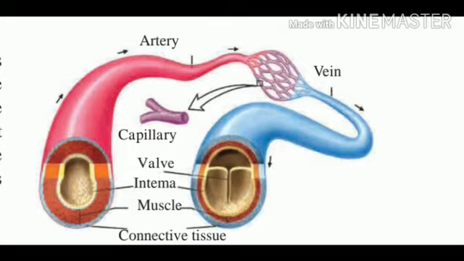Now the next type is veins. Vessels carrying the blood toward the heart from various parts of the body are called veins. All veins except the one carrying blood from the lungs transport deoxygenated blood. Most of the veins are superficially located in the body. Their walls are thin and these are provided with valves.